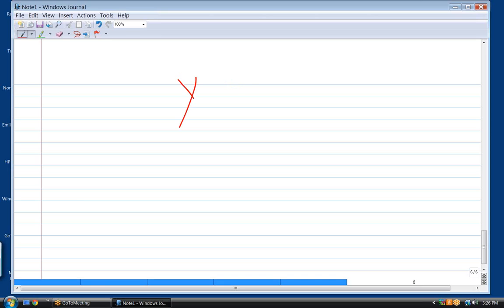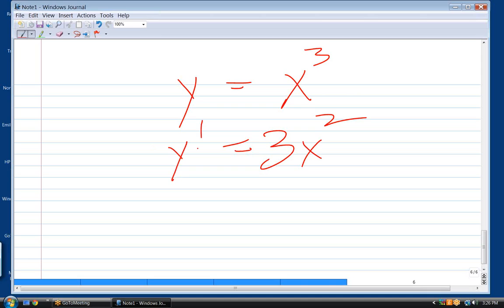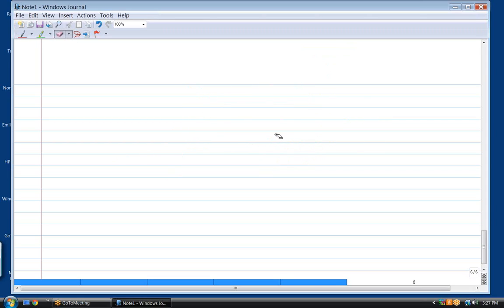If I want the derivative of x cubed, I take the 3, I stick it in front, I subtract 1 from the exponent. That's the derivative. Taking derivatives is really easy for the most part. But like I said, they have a problem as to which to teach first.